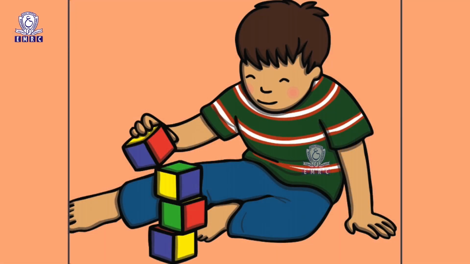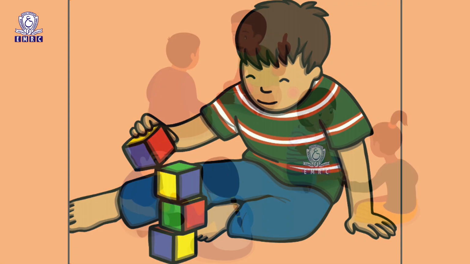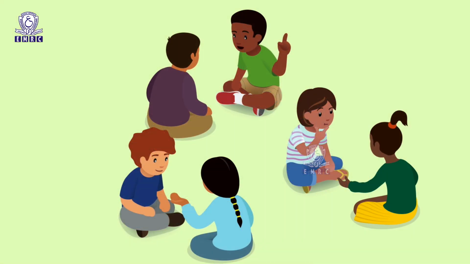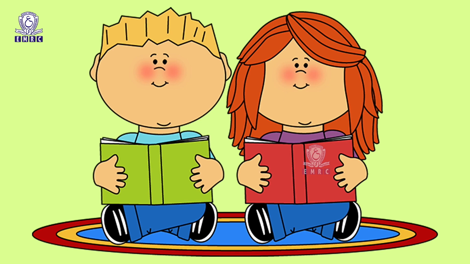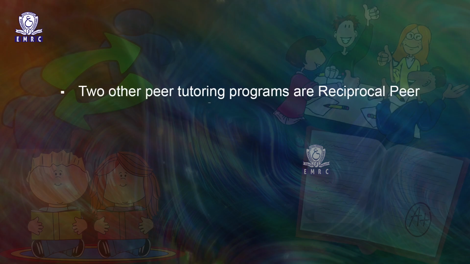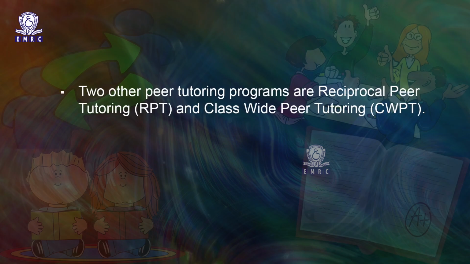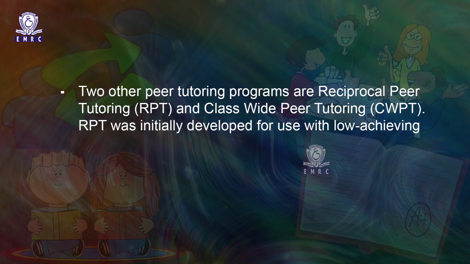In PALS, teachers identify which children require help on specific skills and which children are most appropriate for helping other children learn those skills. Using this information, teachers pair children in the class so that partners work simultaneously and productively on different activities that address the problems they are experiencing. Pairs are changed regularly so that as students work on a variety of skills, all students have the opportunity of being coaches and players. Two other peer tutoring programs are reciprocal peer tutoring (RPT) and class-wide peer tutoring (CWPT).